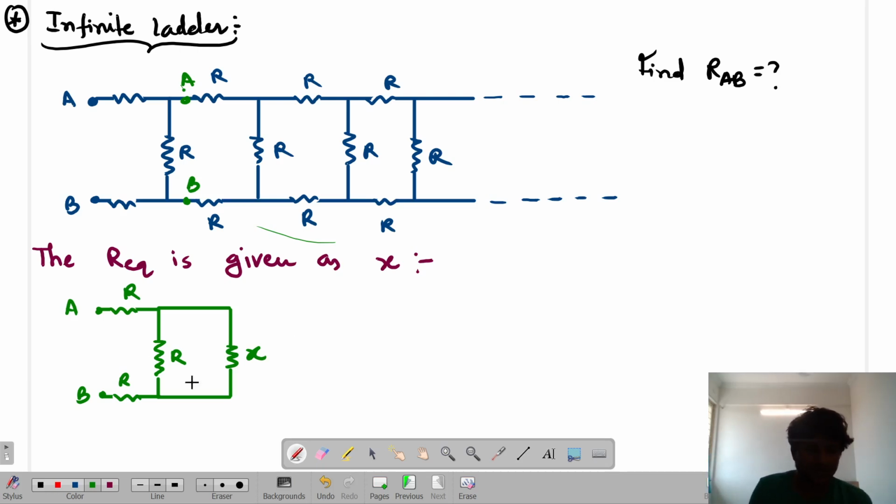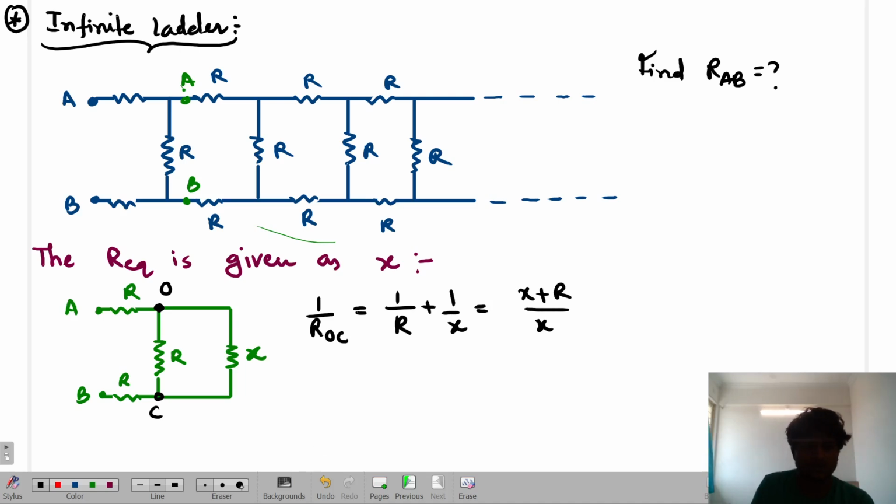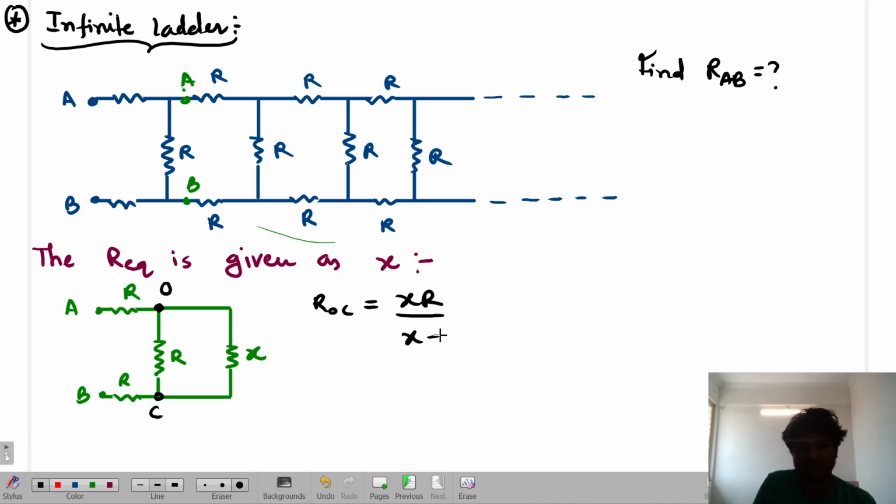So look over here, this R and X are in parallel or not? So let's suppose these are points O and C. 1 by R of OC is simple, 1 by R plus 1 by X. Basically it is X plus R divided by XR. Or I can write R of OC as XR by X plus R. अरे कुछ तो बोलो हाँ या ना?